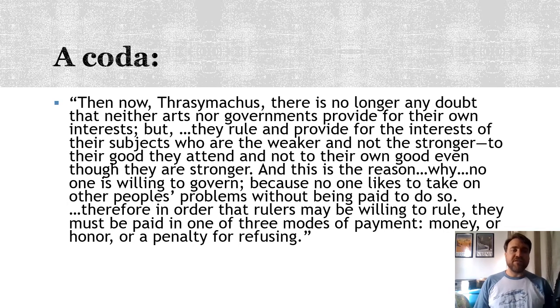And so what's really interesting is that at the end of this dialogue, after the refutation of Thrasymachus's theory of justice, Socrates goes on to say something else that I think is of durable interest to anybody who wants a governmental system to work and work well. And so he adds a little bit of extra here. He says, then now, Thrasymachus, there is no longer any doubt that neither arts nor governments provide for their own interests, but rather they rule and provide for the interests of their subjects, who are the weaker and not the stronger. To their good they attend, and not to their own good, even though they are stronger.